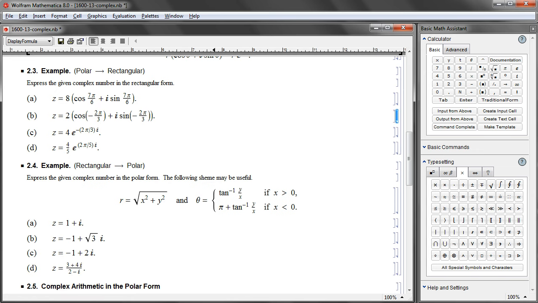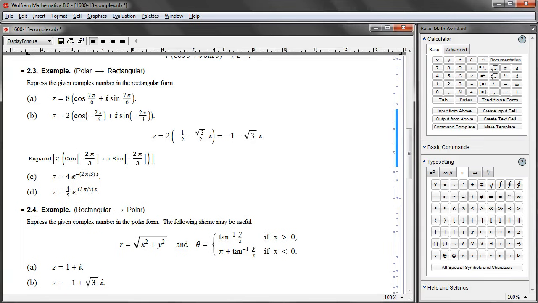Here's a second problem, again equally as trivial. Just calculate cosine of negative 2 pi over 3 and sine of negative 2 pi over 3, and we did that over here. And then distribute 2, and we get the answer.